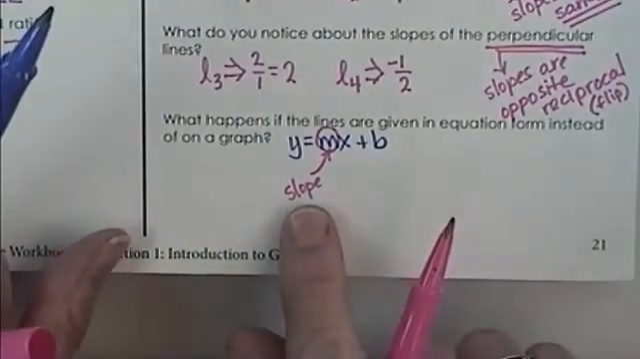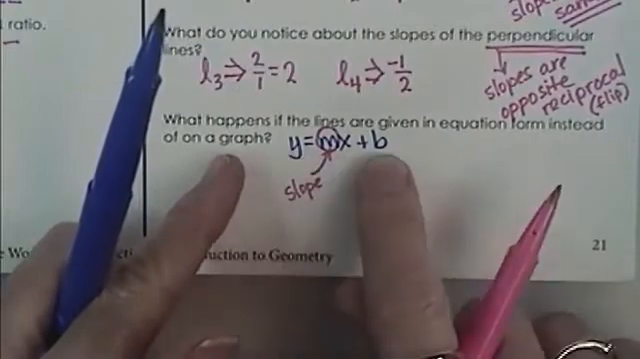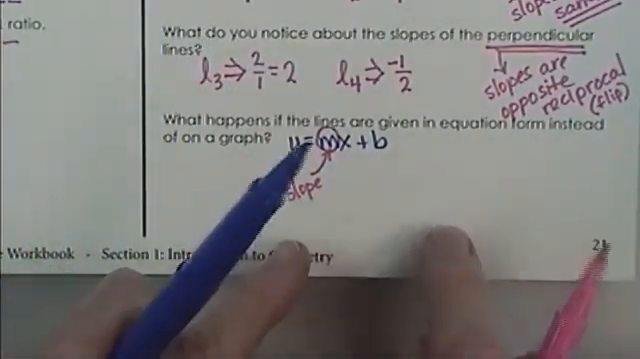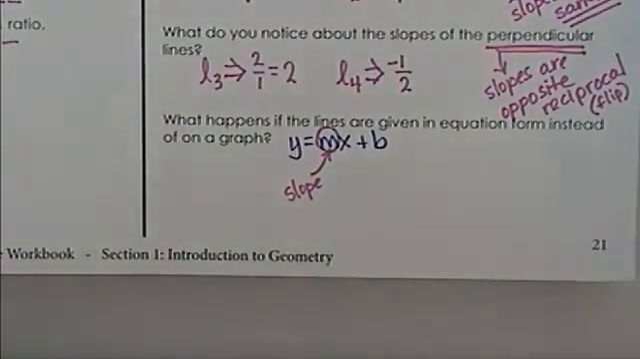So if the two equations are written this way and the slopes are the same, you know they're parallel. And if the slopes are the opposite reciprocals, you know that they're perpendicular. Anything else, they're not parallel or perpendicular.